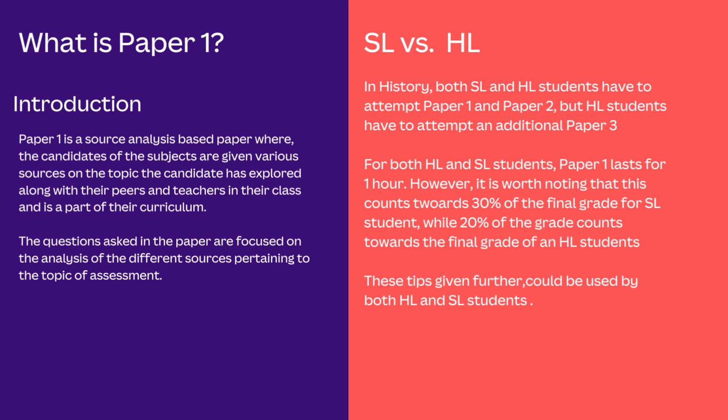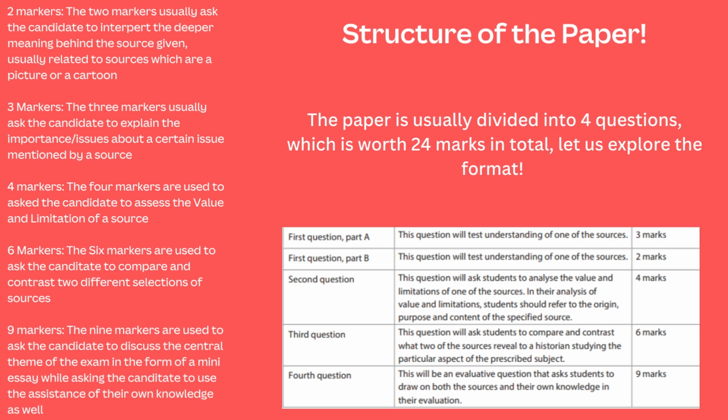So moving on, let us see the differences and the similarities between SL and HL papers. In history, both SL and HL students have to attempt Paper 1 and Paper 2, but HL students have to attempt the additional Paper 3. For both HL and SL students, Paper 1 lasts usually for 1 hour, but it's worth noting that while this counts towards 30% of the final grade for SL students, it counts for 20% of the final grade for HL students. The structure as well as tips given further could be used by both HL and SL students to gain higher marks in the paper.